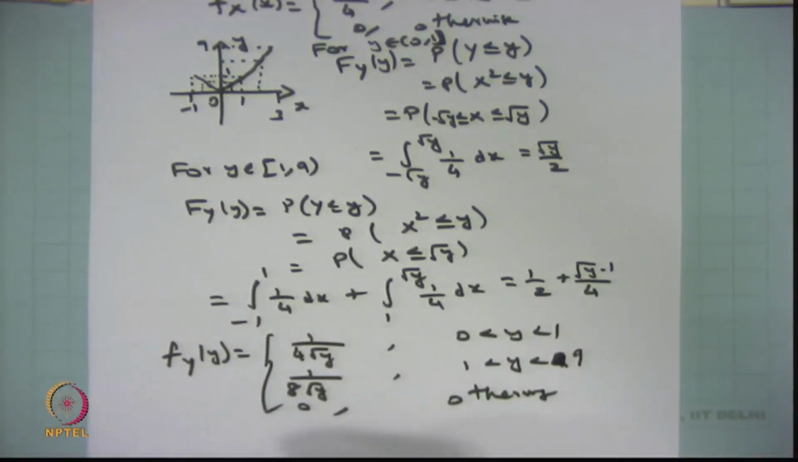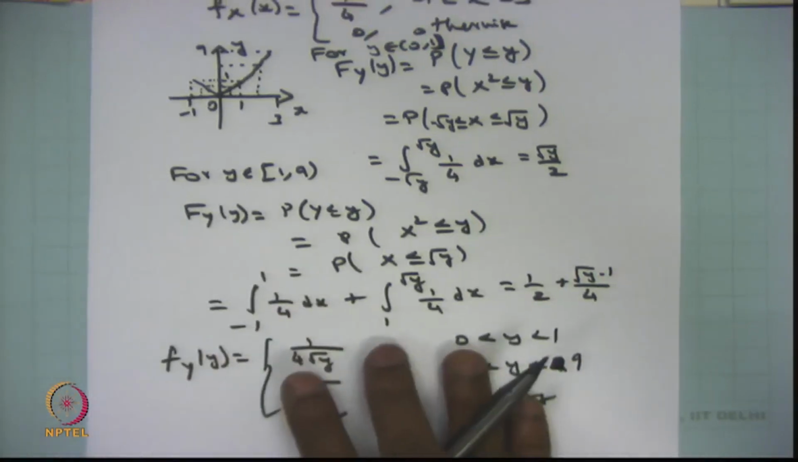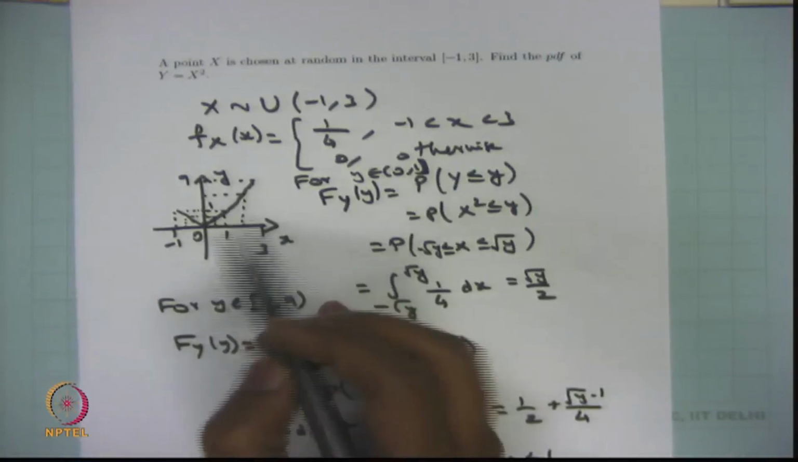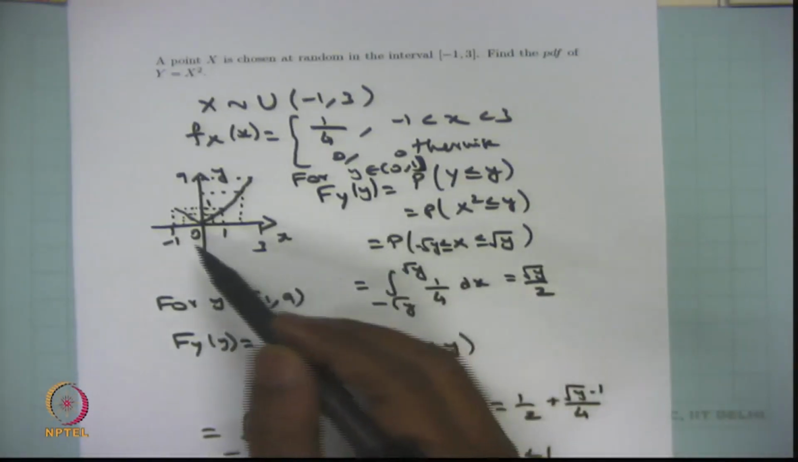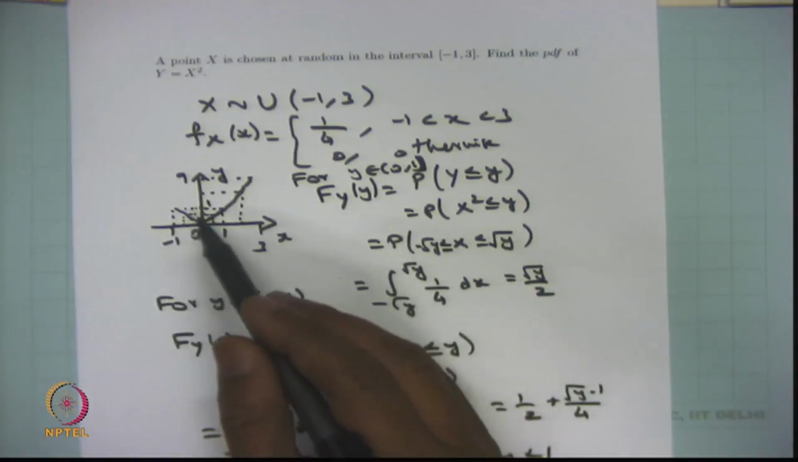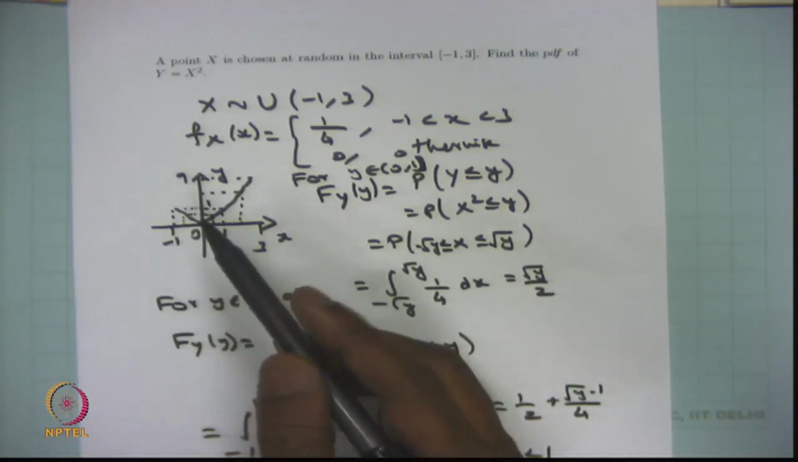You can verify also by integrating 0 to 1 of 1 divided by 4 times square root of y plus integration between 1 to 9 of 1 divided by 8 times square root of y, you will get the answer 1. Therefore, this is the probability density function of y. It is a very important problem, because of this interval minus 1 to 3, the CDF is changing between 0 to 1 and 1 to 9.